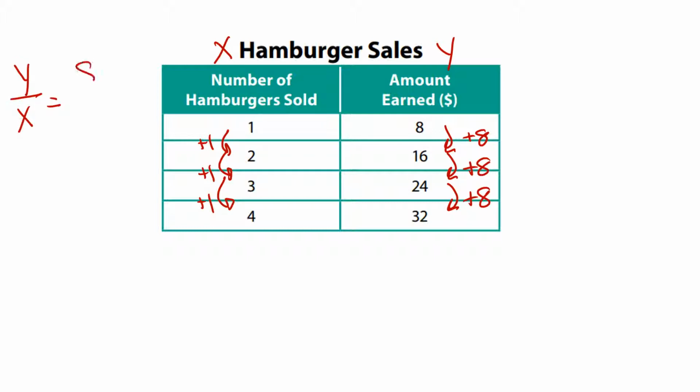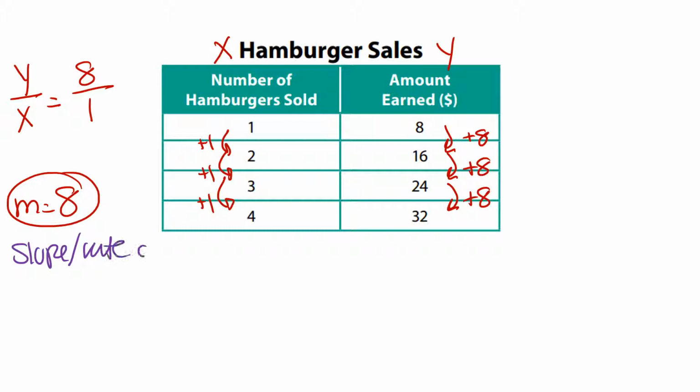We write our answer as a fraction y over x. The y value is an 8. We're going up 8. The x value is a 1. We're going up 1. 8 divided by 1 is 8. Our m value, the slope, the rate of change, is 8. We can make the statement that we are earning $8 per hamburger.